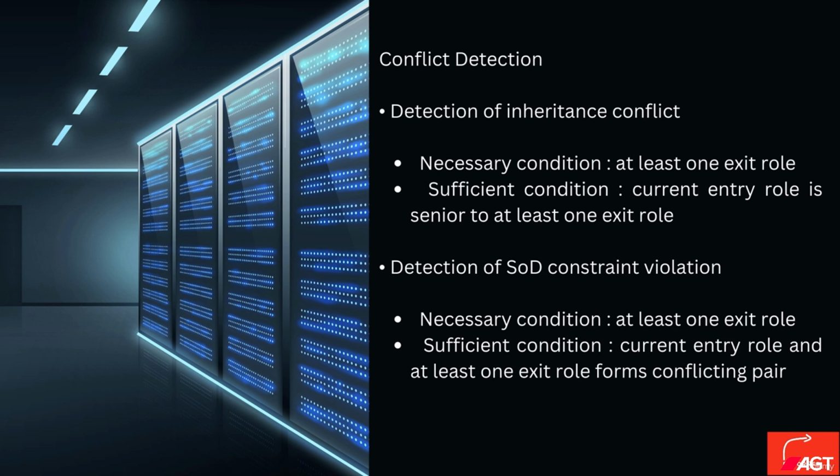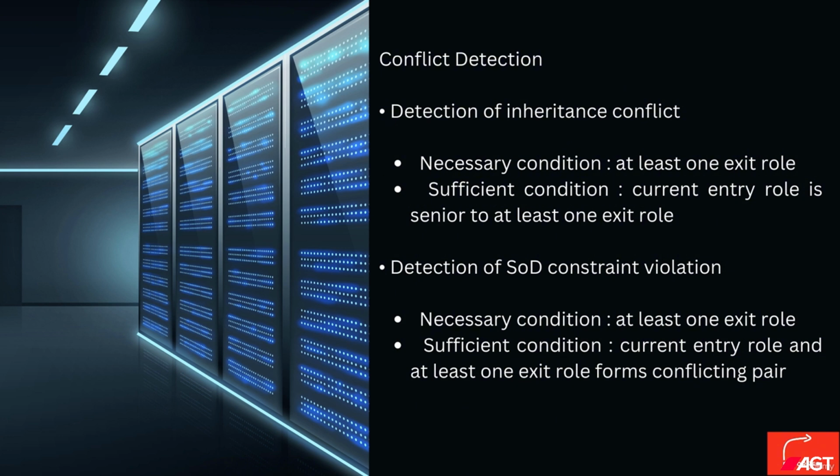The transmission of privileges from one role to another is referred to as inheritance. In some circumstances, this might lead to conflicts where a user has greater access than they should due to the inheritance of roles. There must be at least one exit role in order to identify an inheritance conflict. A role that is inherited from is known as an exit role. If there is an exit role, it is important to check whether the present entry role is senior to at least one exit role. A potential conflict arises if the current entry role is superior to the exit role.